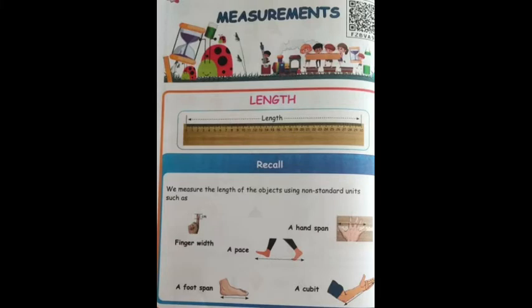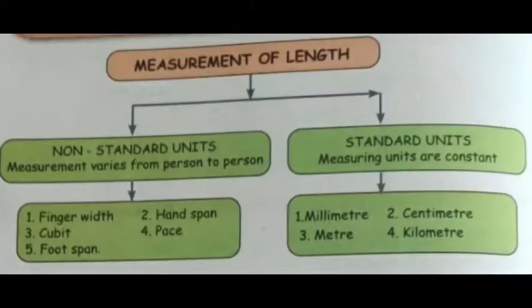We used to measure the length of the objects by non-standard units, such as, look at page 44. Just observe this picture and try to understand. For example, your cell, your eraser, pencil pouch, your table, your school board, all those things. Children, you can do this activity by yourself, page number 45, using your hands and foot. You may observe this flow chart.